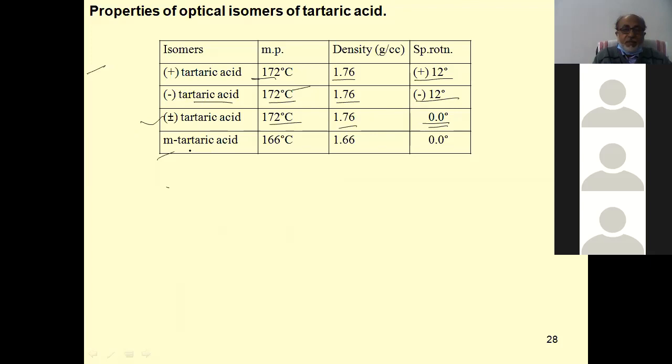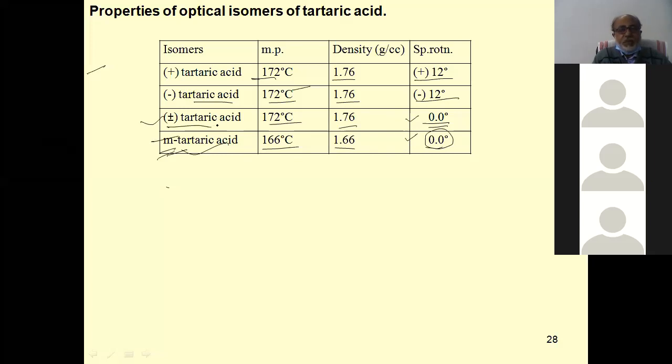The other one is meso-tartaric acid. This has a melting point of 166 and density 1.66, but here also the specific rotation becomes 0. That means it is an optically inactive compound. Then you see what is the difference between racemic tartaric acid and meso-tartaric acid.